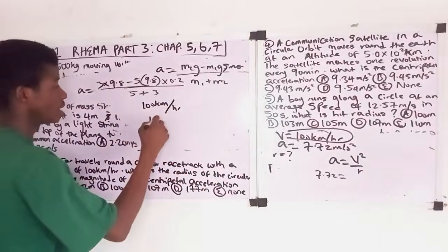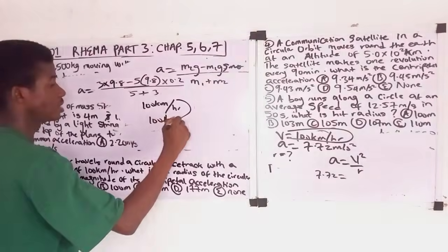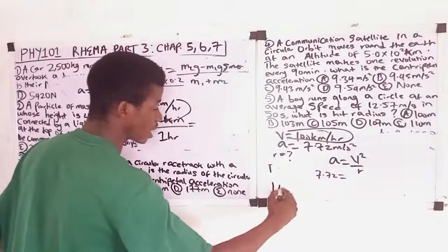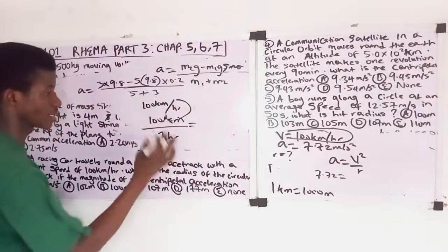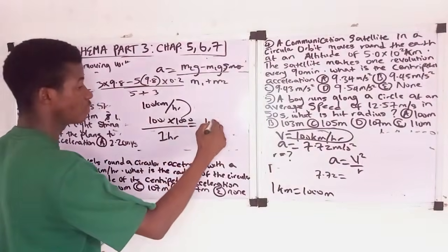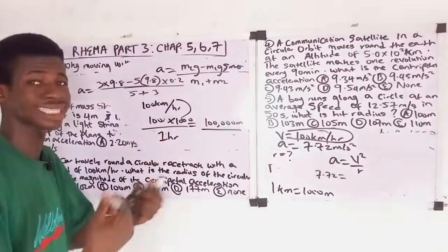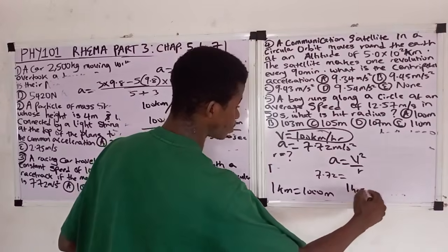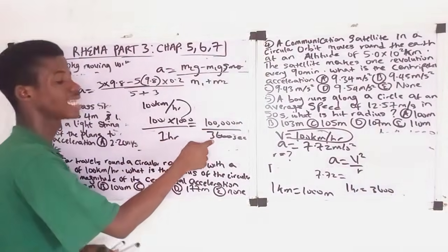This is the same as 100 kilometers divided by 1 hour. Remember that 1 kilometer is equal to 1,000 meters, so kilo is 1,000. 1,000 times 100 gives us 100,000 meters. Now, 1 hour is 3,600 seconds, which is very important. 1 hour is equal to 3,600 seconds.